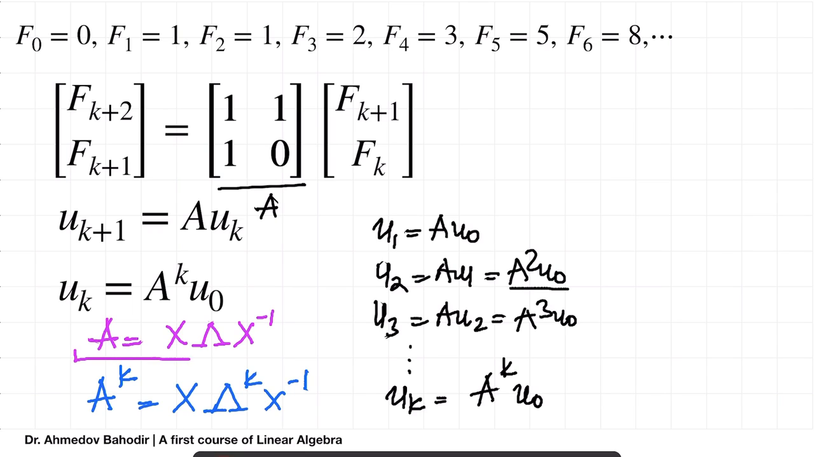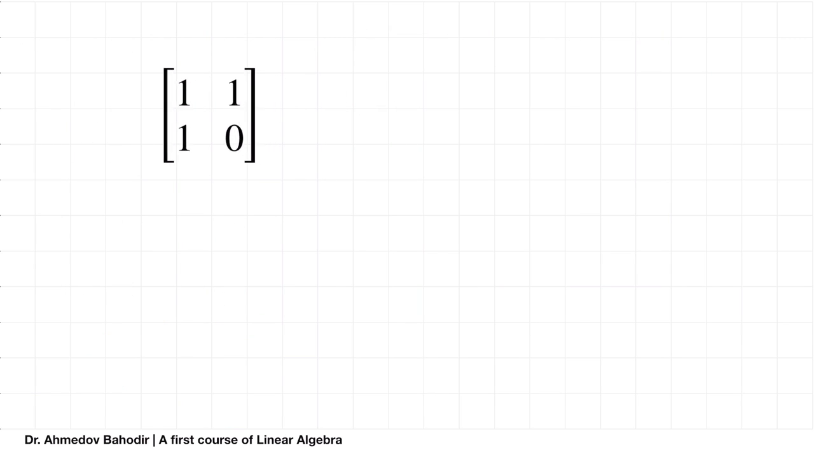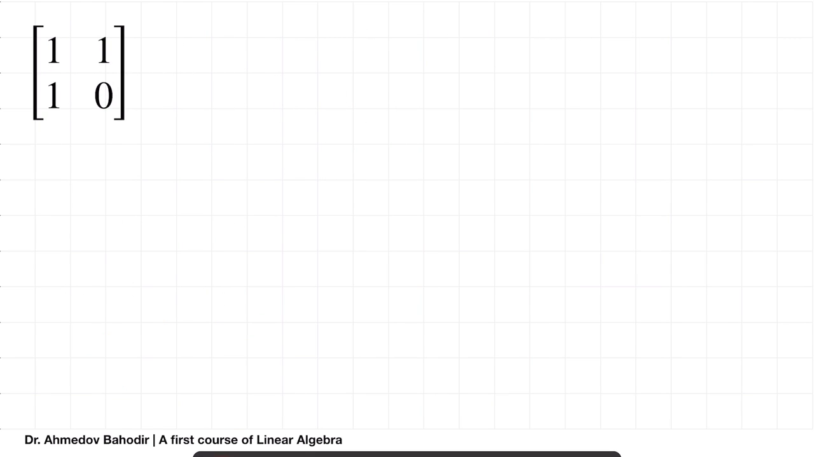So we would like to find the diagonalization of this matrix A. Then we can find A to the power of k by just powering up this matrix lambda. In order to find the diagonalization of any matrix, we need to find its eigenvalues and eigenvectors. Well, let's find the eigenvalues of this matrix. If you remember, in order to find the eigenvalues of any matrix, we need to find the determinant of A minus lambda I and set it equal to 0.